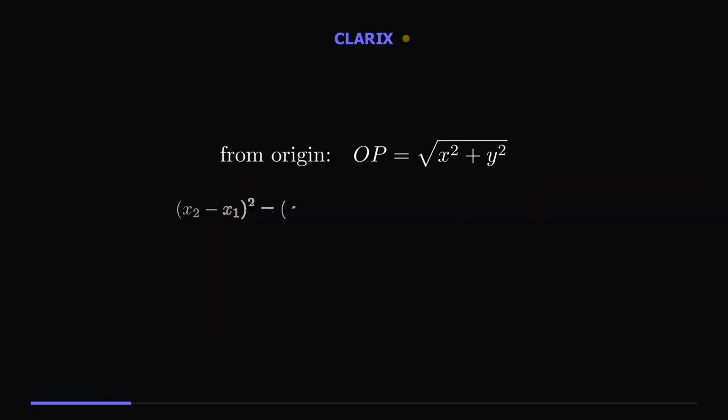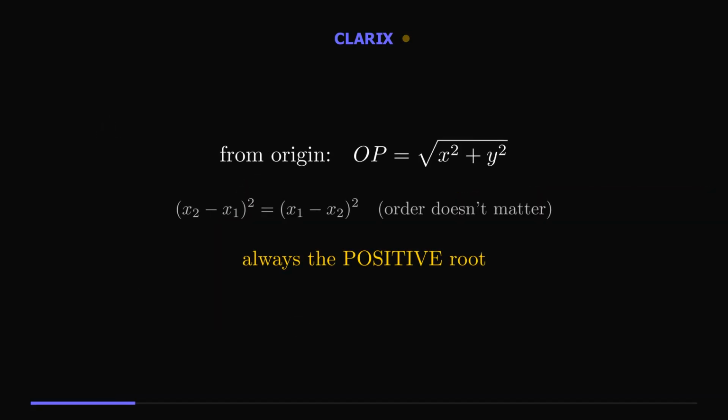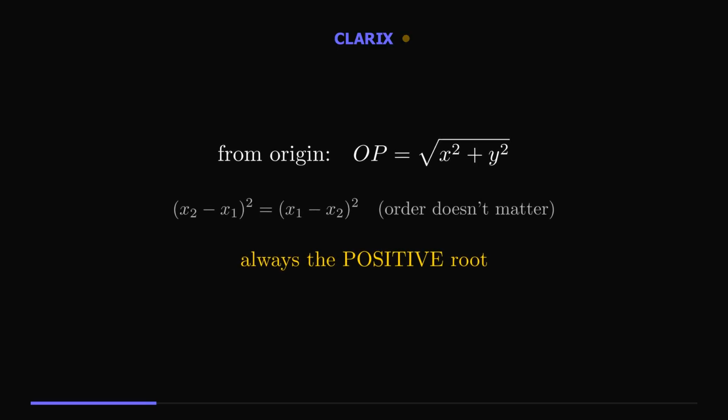2 quick notes. First, the distance of a point from the origin is just the square root of x squared plus y squared. Second, the order doesn't matter. x2 minus x1 squared is the same as x1 minus x2 squared because squaring kills the sign. And distance is always the positive root.